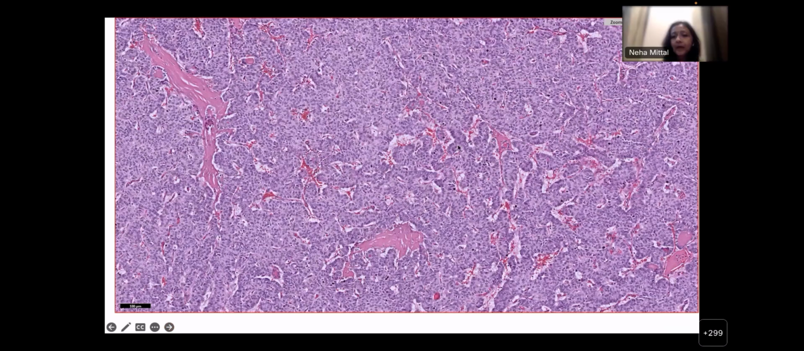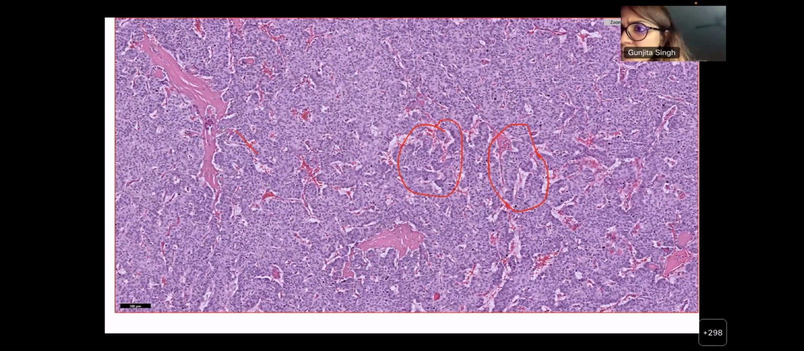Gunjita, do you agree with her? Are these sheets? Ma'am, it is in a diffuse growth pattern. Ma'am, maybe some nests. Ma'am, these are in sheets. They appear like interconnected areas. Would you call these sheets? Ma'am, it can be the microfollicular pattern.